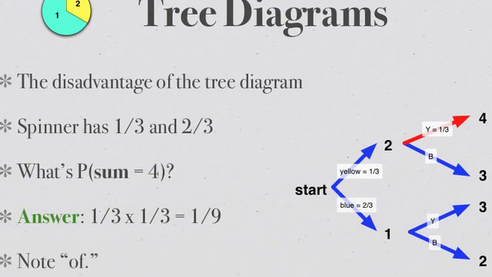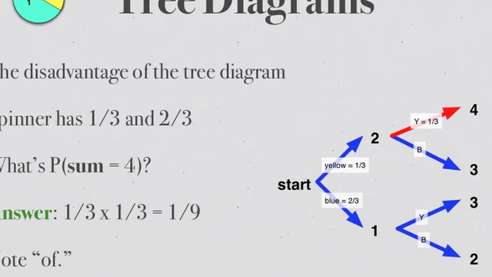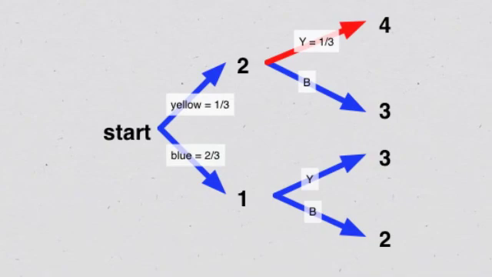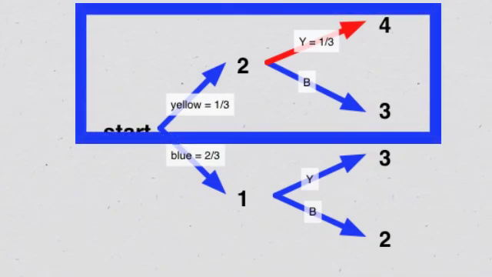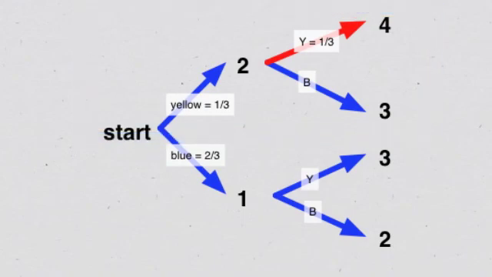So notice once again we use the word of to represent multiplication, and it just makes sense here that the top part of the diagram represents 1/3 of the possibilities, and then to get from the 2 to the 4 is 1/3 of that. 1/3 times 1/3 is 1/9, because 1/3 of 1/3 is 1/9.